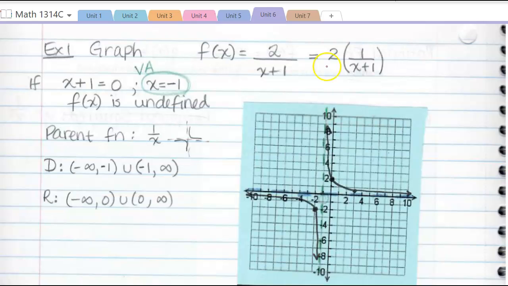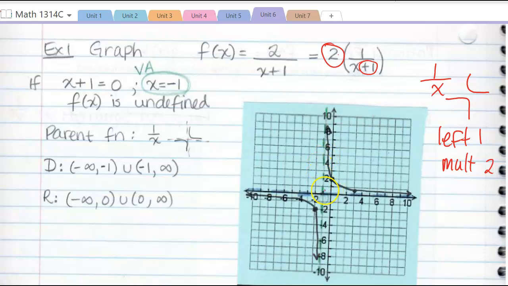as 2 over 1 times 1 over x plus 1. Remember, we would multiply tops times top, and that's how we would get a 2, and bottom times bottom, that's how we get x plus 1. So we can see our parent function is 1 over x, so we know that it's going to look something like this. We have a plus 1 on the inside, which means we're going to go to the left 1, and we also have a multiplier of 2, so we're going to multiply those y values times 2.